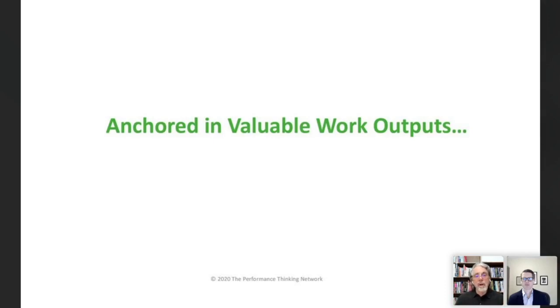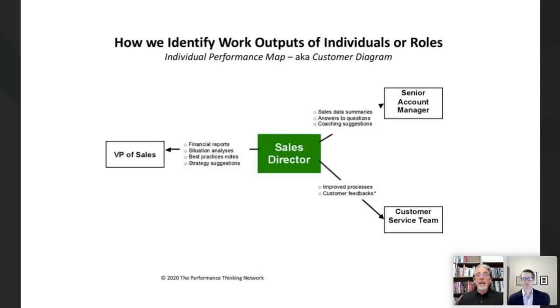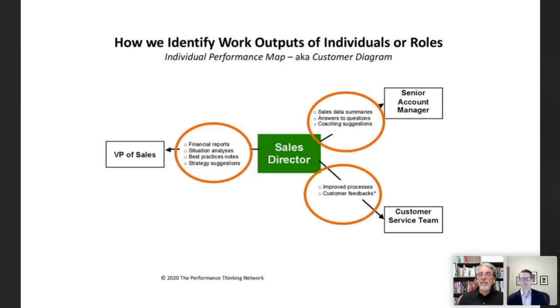Work outputs, though, are where it's at, because before we launch into looking at behavior, we want to talk about work outputs. And here's one of the tools that we use. We call it an individual performance map or a customer diagram. The idea is we've got the performer, in this case, the sales director, in the middle. And then we've got the people to whom the sales director delivers value: the VP of sales, the senior account manager, and the customer service team. And we have the work outputs that the sales director delivers to those people.